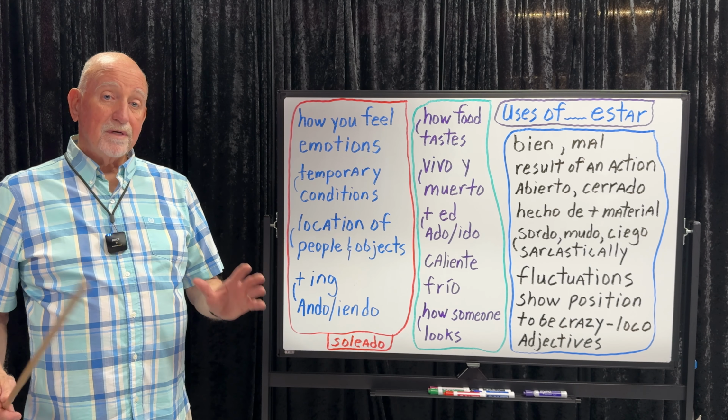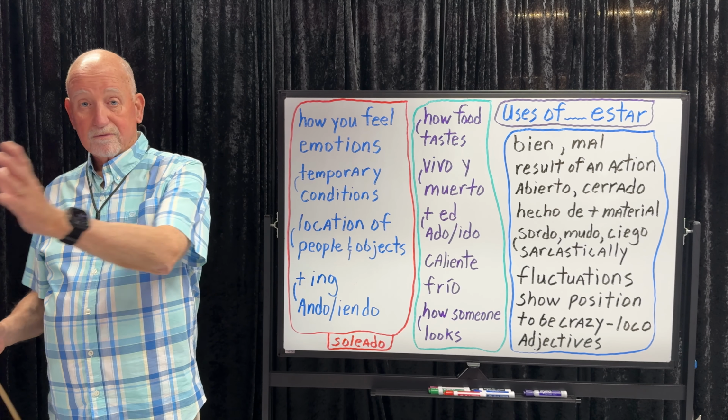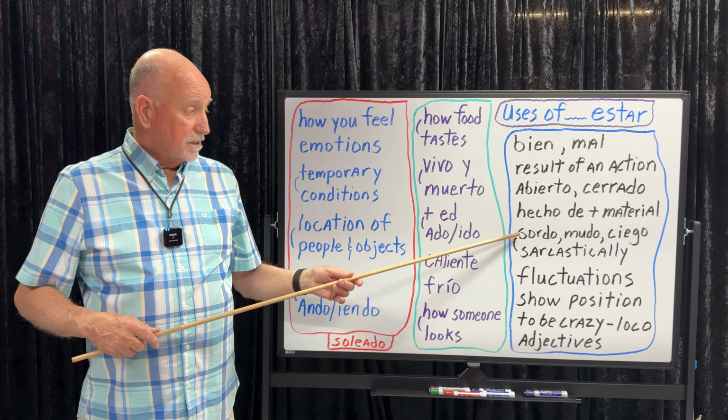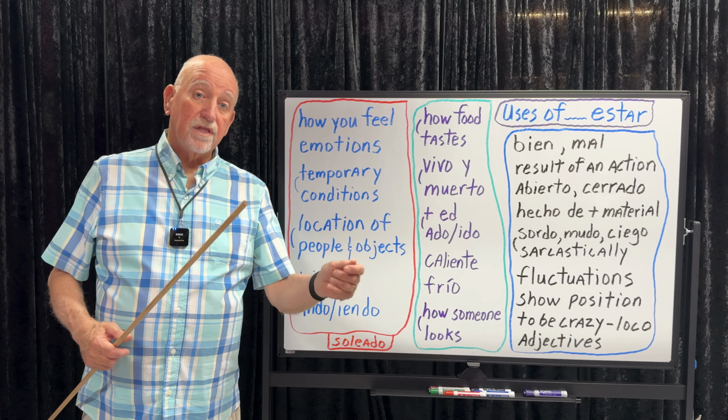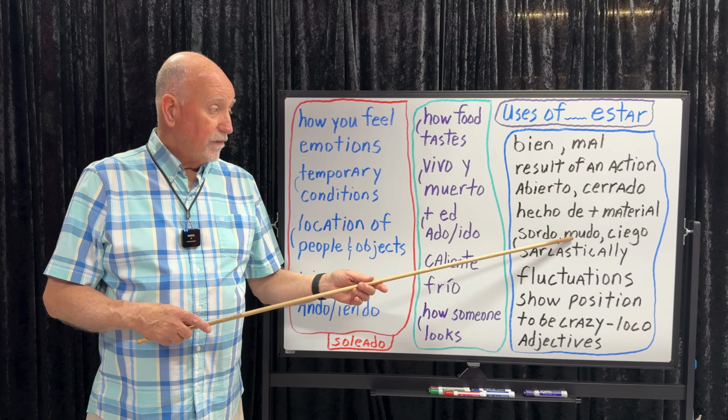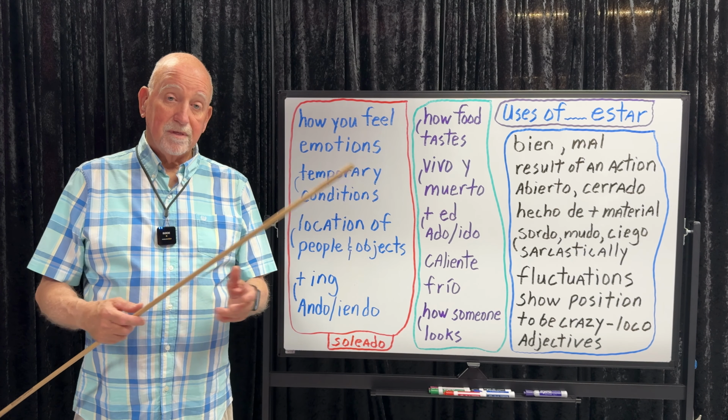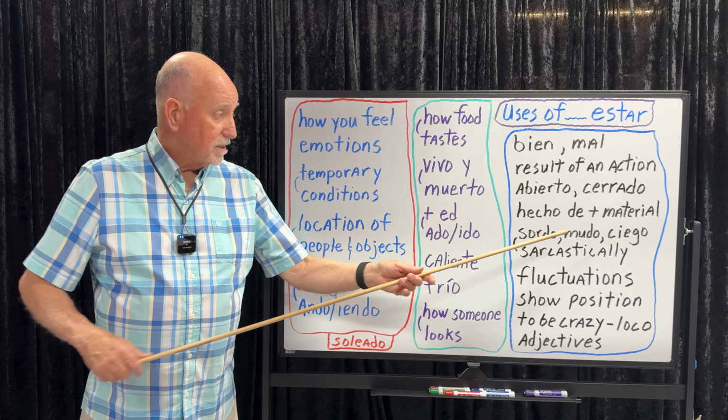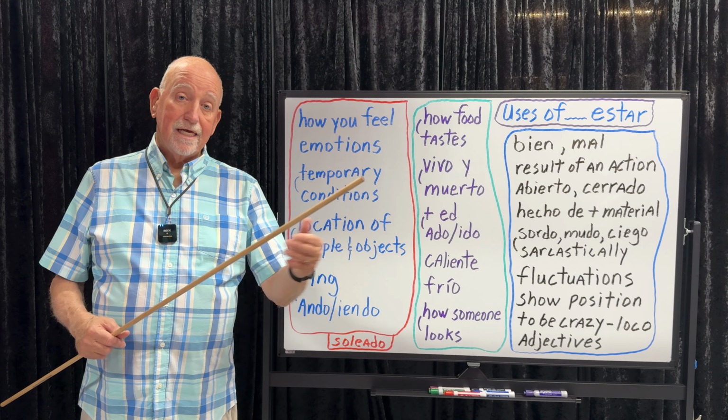If someone has a permanent characteristic, that's the verb ser. If you want to say she's deaf, you'd say ella es sorda with an A. If you want to say they are mute, like they can't talk permanently, right? Son mudos. If you want to say she's blind, es ciega.